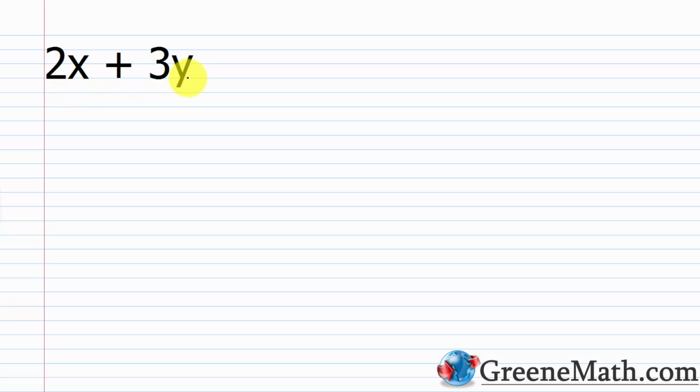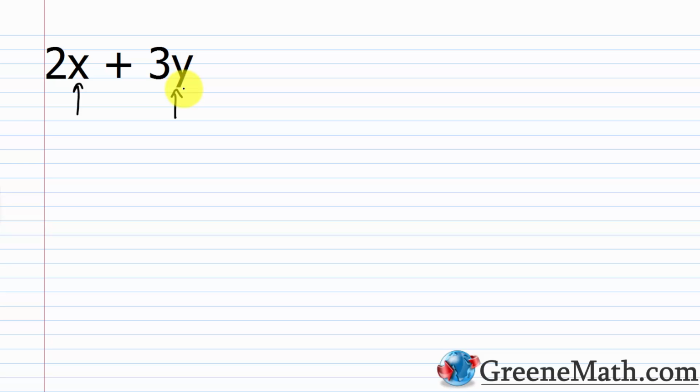Here we have 2x plus 3y. Now, we don't have like terms here, so we can't combine them. So let me try to make sense of this for you. If I have 2, let's say, oranges, and I try to add that to 3 apples, well, I still have 2 oranges and 3 apples, right? I can't combine them and say, okay, well, I have 5 orange apples, right?